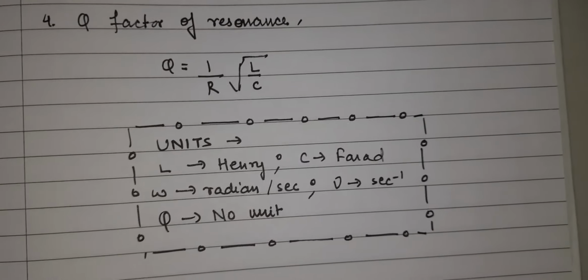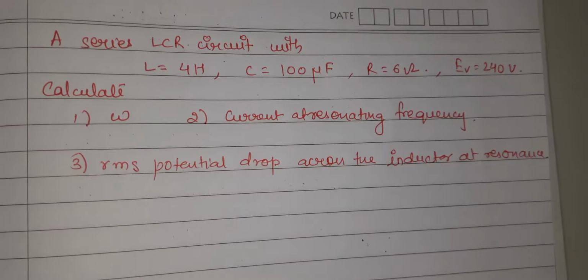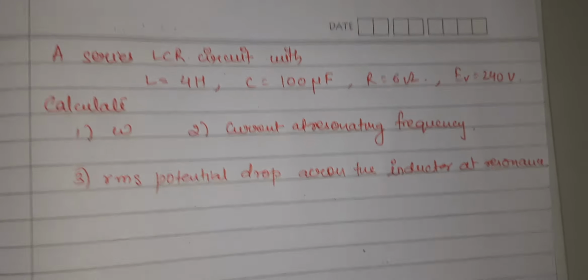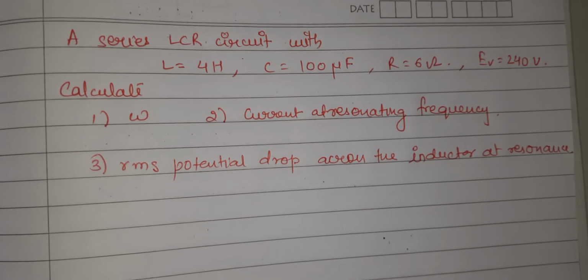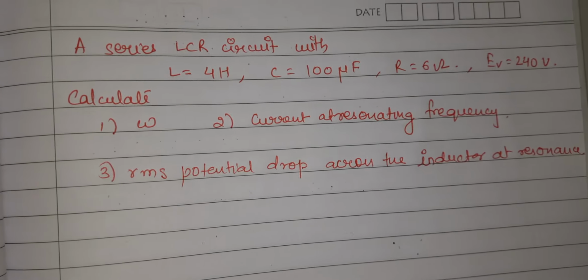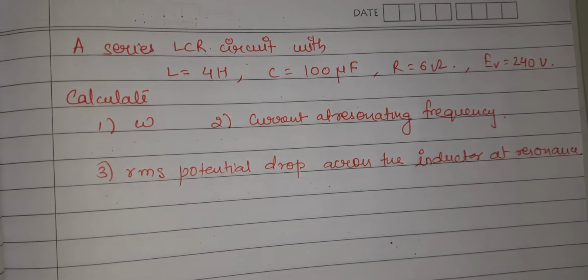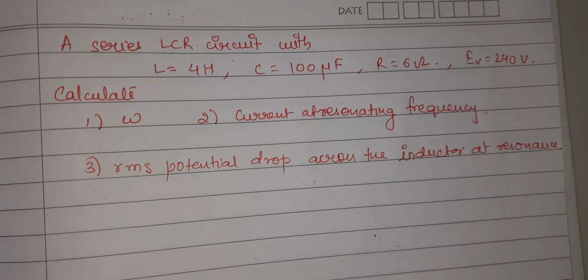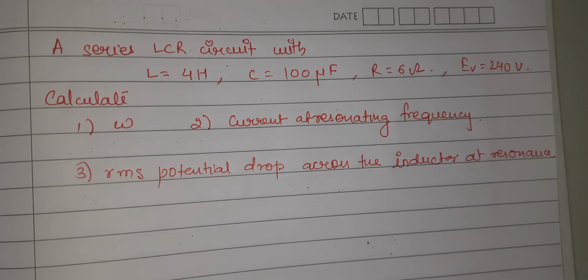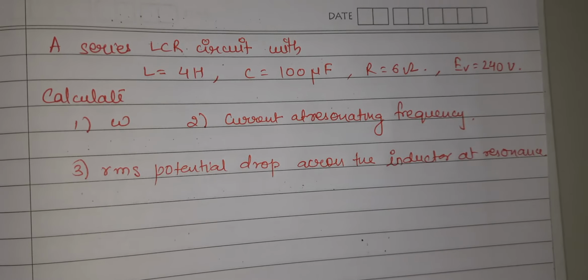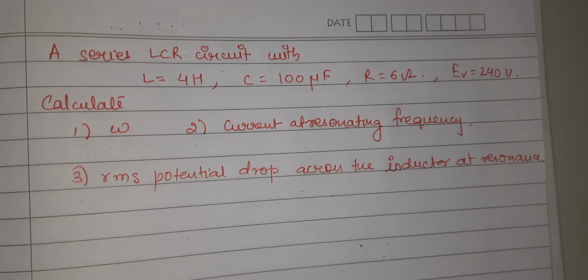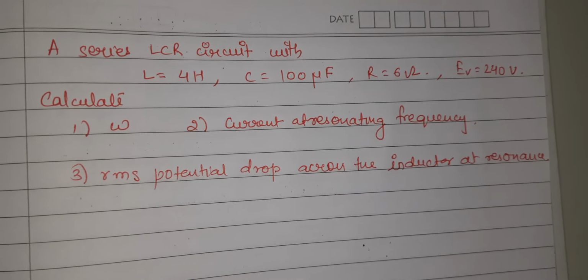So now let us see some of the numericals which we can solve based on these formulas. Now this is the question which we are going to solve with respect to the formulas we have just studied. Suppose a series LCR circuit, with inductance given as 4 Henry and capacitance given as 100 microfarad, and resistance connected as 6 ohm, and the EV, that is the RMS voltage applied to the circuit, is 240 volt.